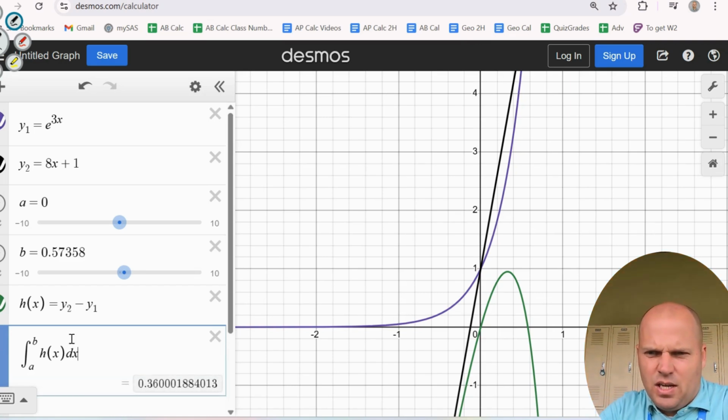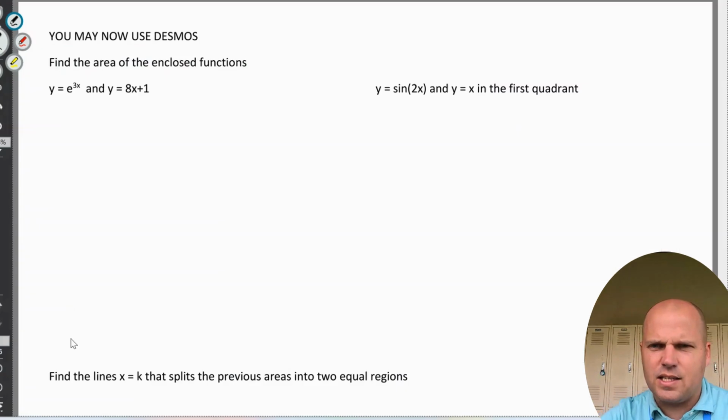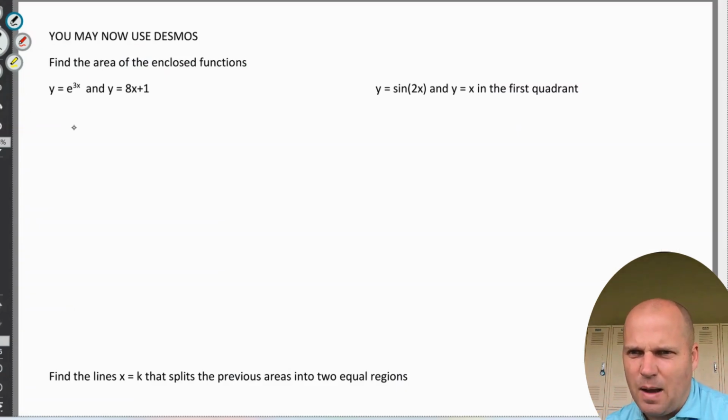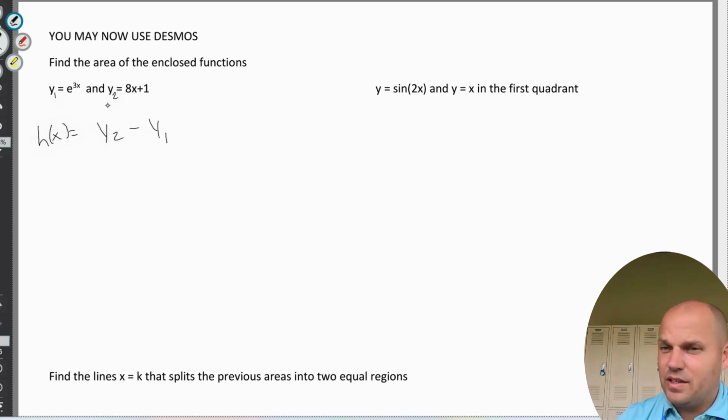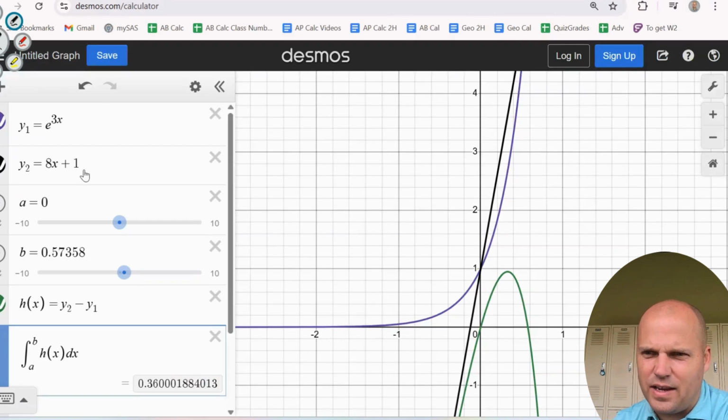All right. Did I need the super h? No, don't need it. You can just say, I'm going to have h of x, which is my top minus my bottom. If you want to write this as y2 and this is y1, go for it. And you can say I got y2 minus y1. Yeah, that works out there. And you want to write that your intersections were at 0 and 0.57358.